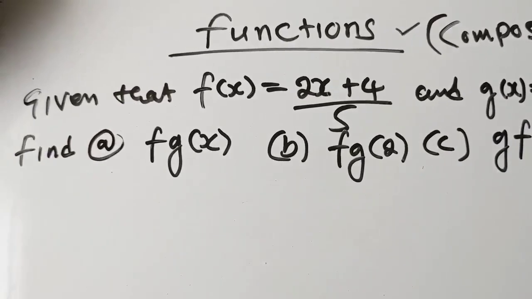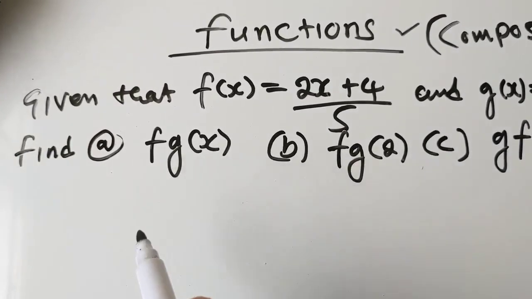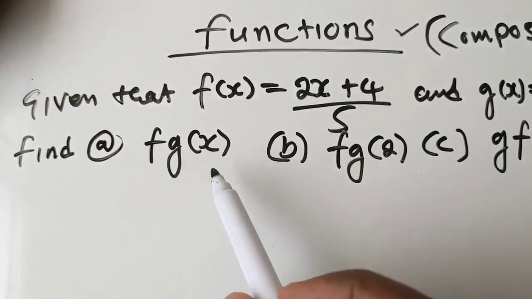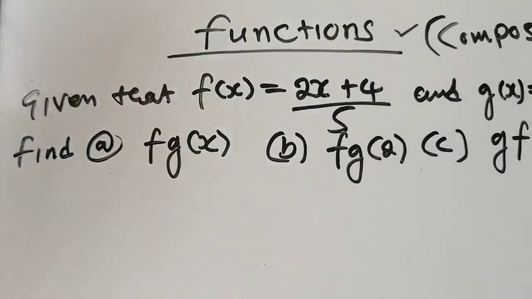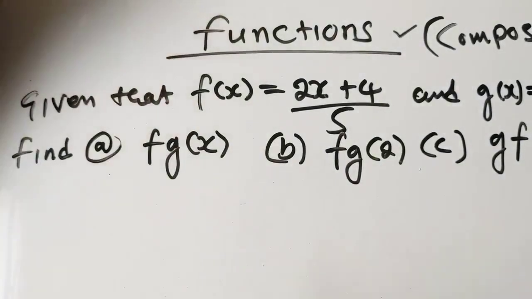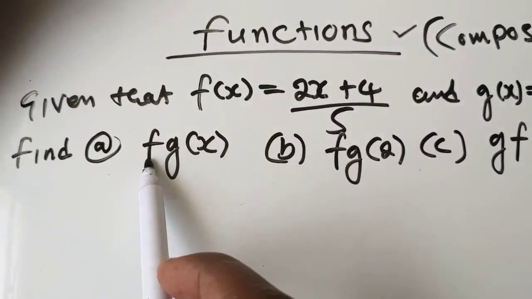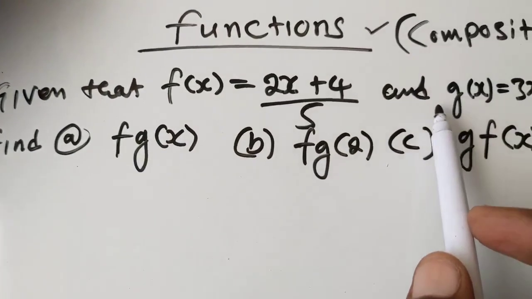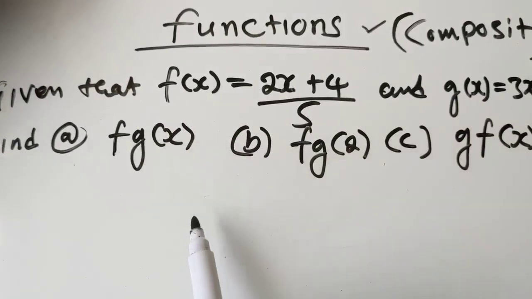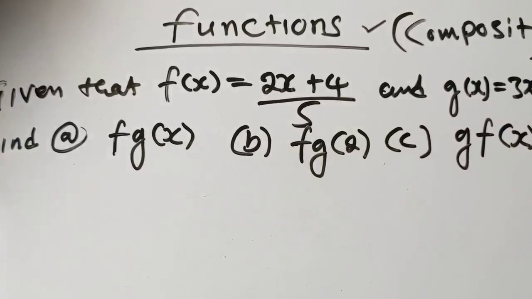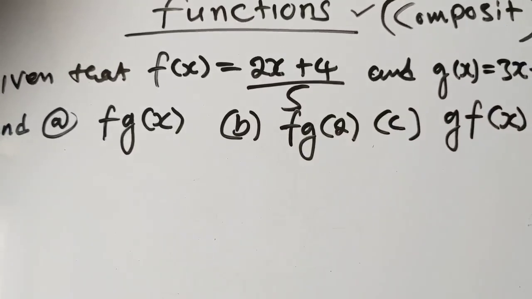So now they're asking you to find the composite function of f of g of x, fg of x. This is called a composite function. A composite function is a function which has two functions attached. This is f right here, and that is g right there. So they are attached. f is attached to g, like that. So when you see something like this, just know that it is a composite function.